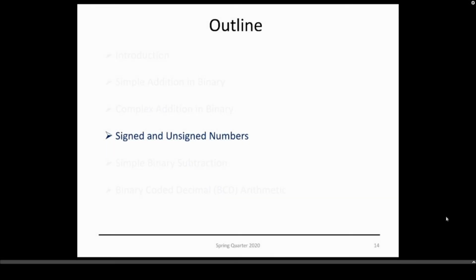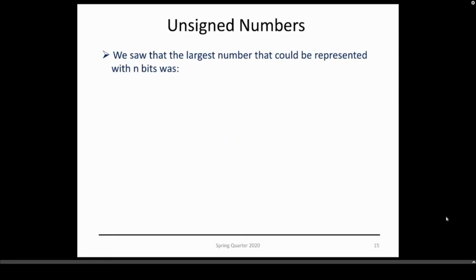Now let's see this concept of signed and unsigned numbers. We saw that the largest number that we can represent with n bits is 2 to the n, where n is the number of bits. In this case I'm using 8, which gives you 256 combinations, where my largest number is going to be 255 because I need to account for the 0.